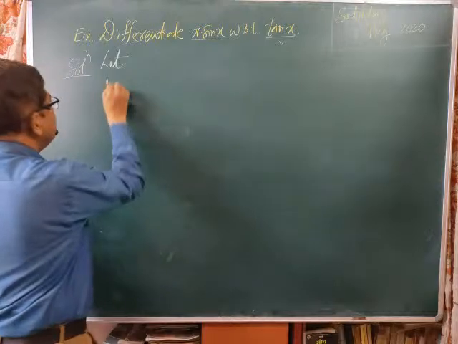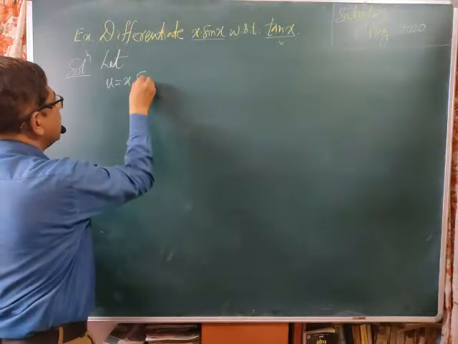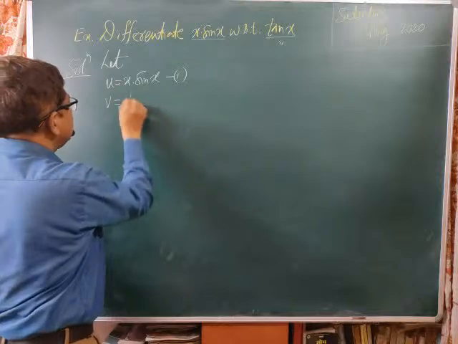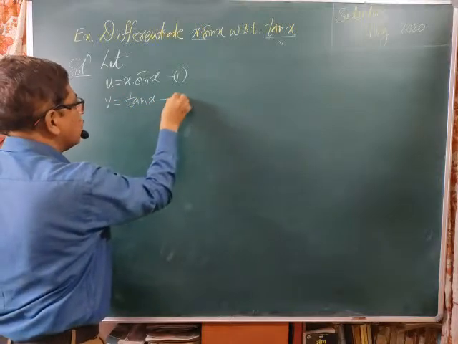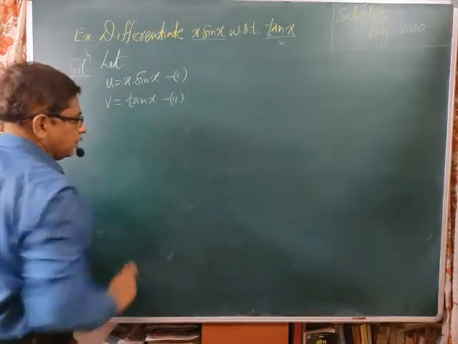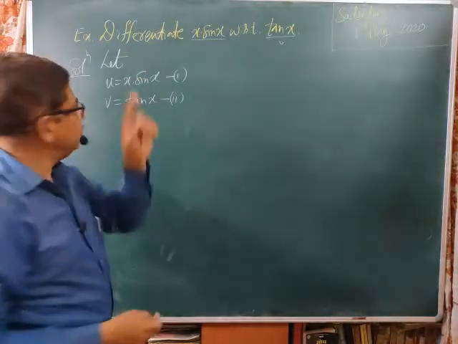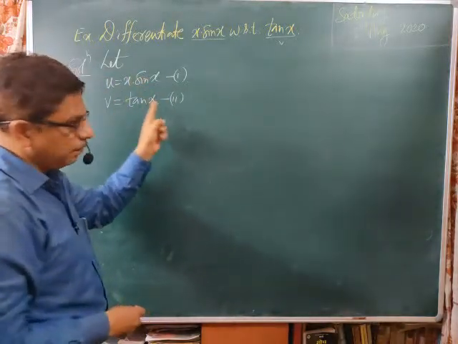Let u is equal to x sin x. I'll call this as first. V is equal to tan x. I'll call this as second. And now just see u, v, and x. Now we have three variables. U is function of x, v is function of x.